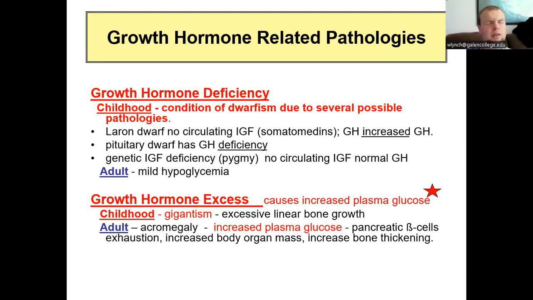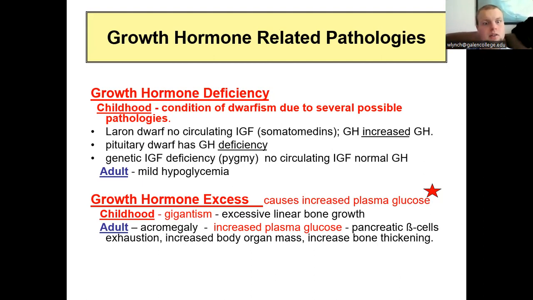Growth hormone excess is going to be the other way around, right? Increased plasma glucose. In childhood, this is going to cause gigantism, so this is mainly going to affect bone growth. Just as we saw with deficiency, we had bone growth inhibited, leading to dwarfism. Here, during childhood, gigantism is going to be the opposite of that. We have excessive bone growth, especially from the epiphyseal plates of long bones. So excessive linear bone growth causes someone who's very tall and lanky.